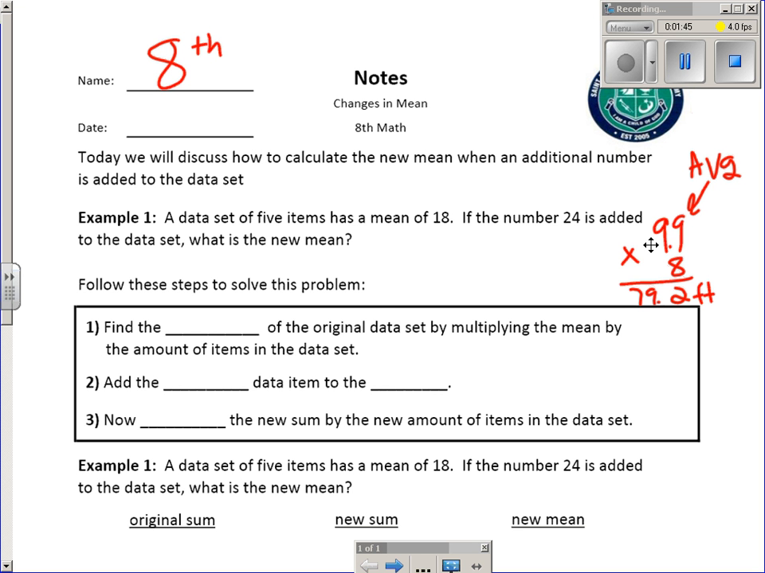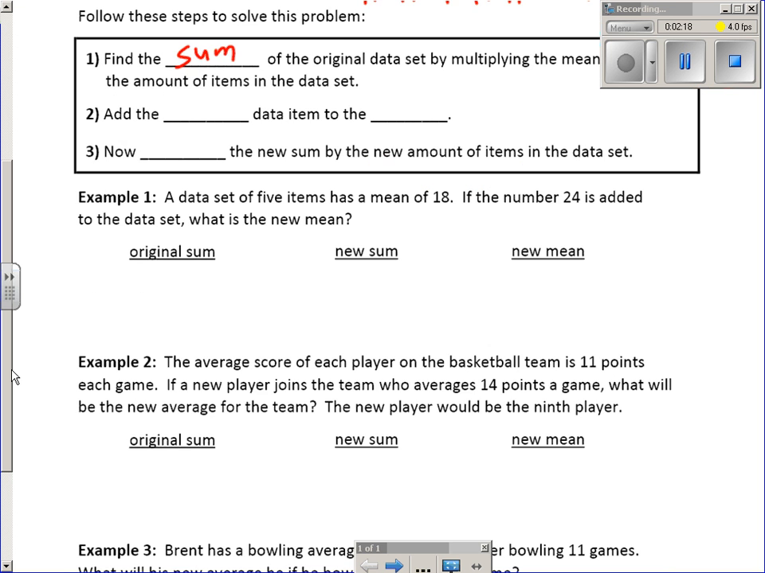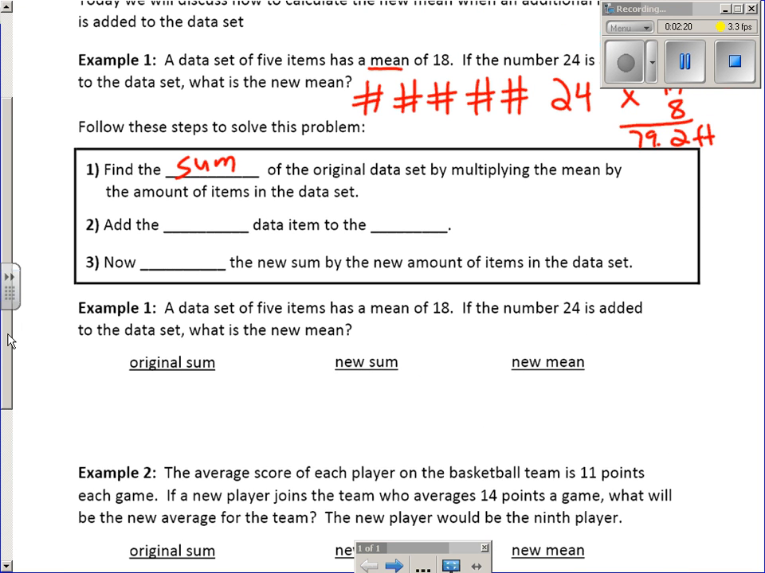And then we're going to deal with, how do you know what to do if there's a number added? So the number 24 is added to the data set. For example, pretend these are the numbers. You don't know what they are, but there are 5 of them. Right now, these 5 numbers have a mean of 18. You want to know what the new mean will be when 24 is added. So first step, you find the sum of this original set of numbers by multiplying the mean by how many numbers there were.